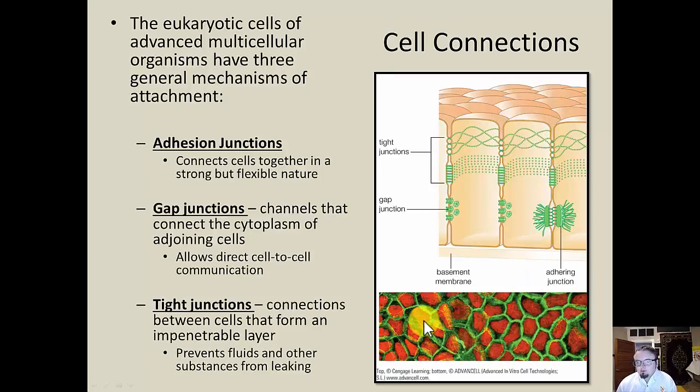So there's a couple ways this works. One is called an adhesion junction, and this connects cells in a strong but flexible nature. So here they call it an adhering junction. And basically just between two cells, this is a way for them to stick together. This is a basic connection mechanism.